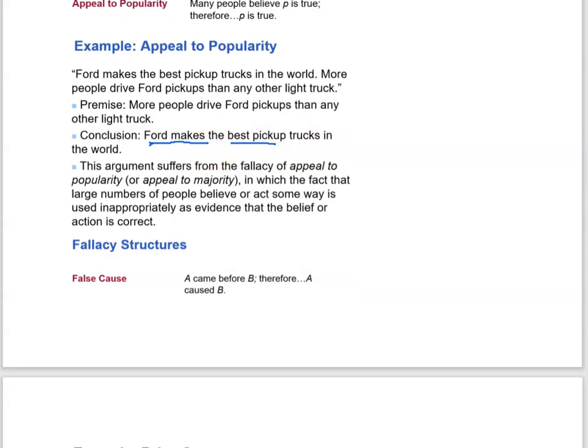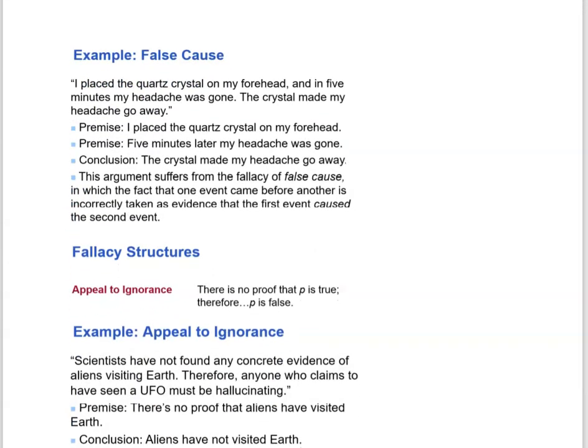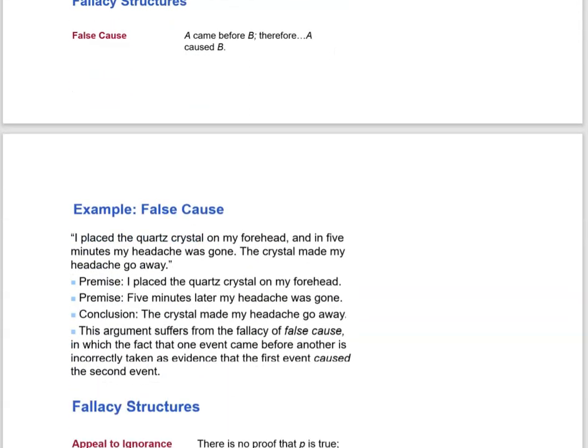Okay. The next one is false cause. False cause says that A comes before B, so something happens before something else, therefore A must have caused B. For example: I placed the quartz crystal on my forehead, and in 5 minutes my headache was gone. The crystal made my headache go away. Well, we already can talk about the fact that not necessarily. You could have taken some ibuprofen an hour ago, and that could have made your headache go away. There's lots of things that could have happened besides putting the quartz crystal on your head.